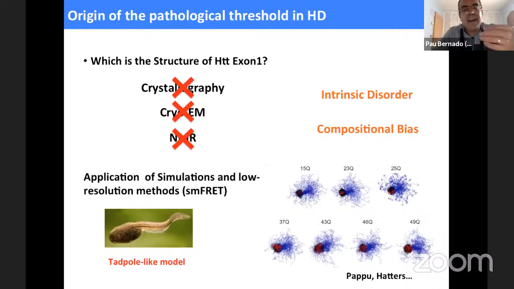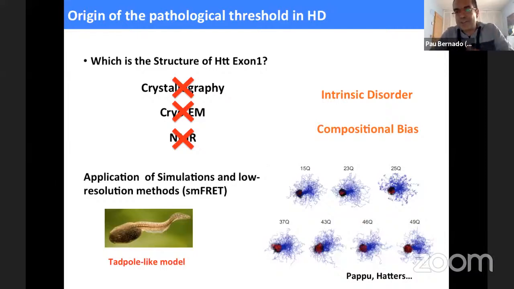As a consequence, there is no high resolution information, and everything has been based up to now on low resolution methods and molecular dynamics simulations, coarse grain simulations, and things like that. And the present model is what is called a tadpole-like model, in which those red blobs represent the N17 and the polyglutamine that form a globular particle, from which the proline-rich region sticks out. Okay? But this is low resolution, as I said before.